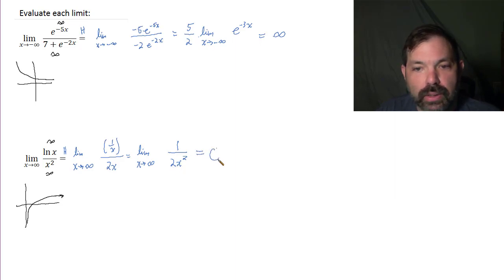This limit is 0. So remember, L'Hopital's rule only applies if we have an indeterminate form. 1 divided by infinity is not indeterminate. And so we can apply what we learned in the past.